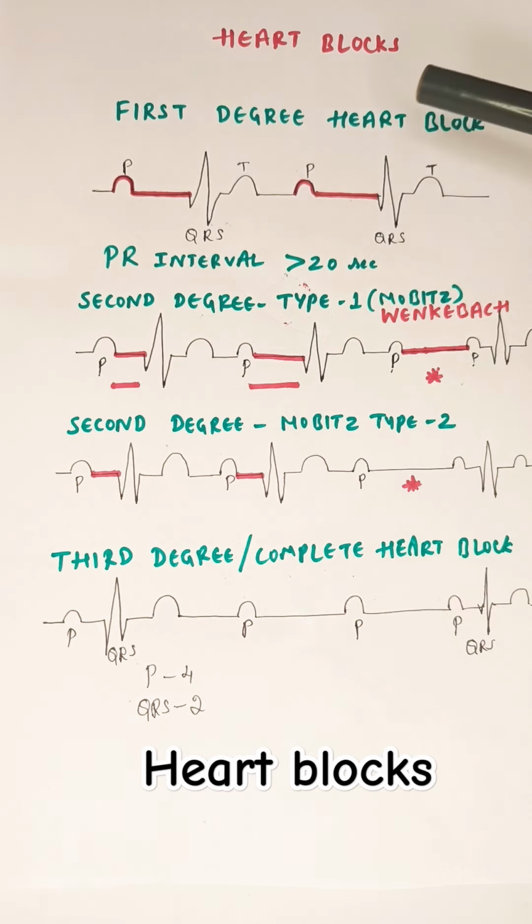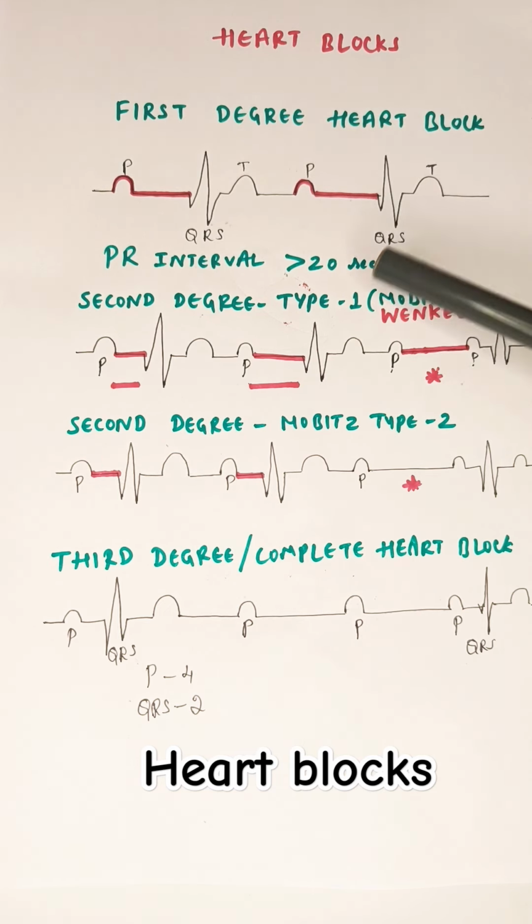The PR interval in first degree heart block cases would be more than 20 seconds, but there is no dropped beat, meaning one P wave is followed by a QRS complex. Usually these patients will be asymptomatic, so they don't usually require treatment for this condition.